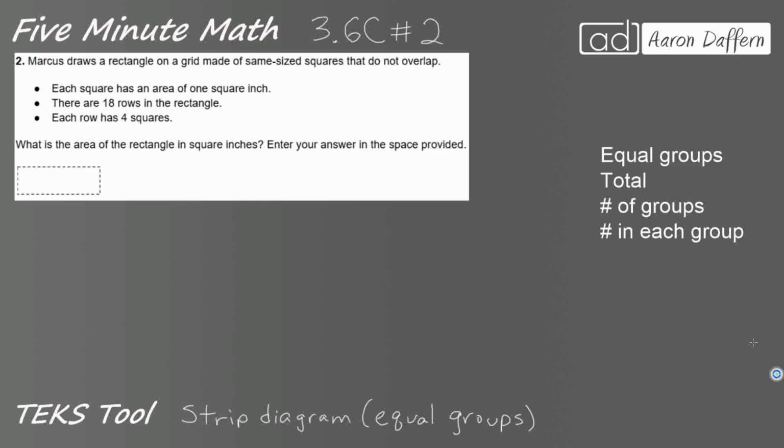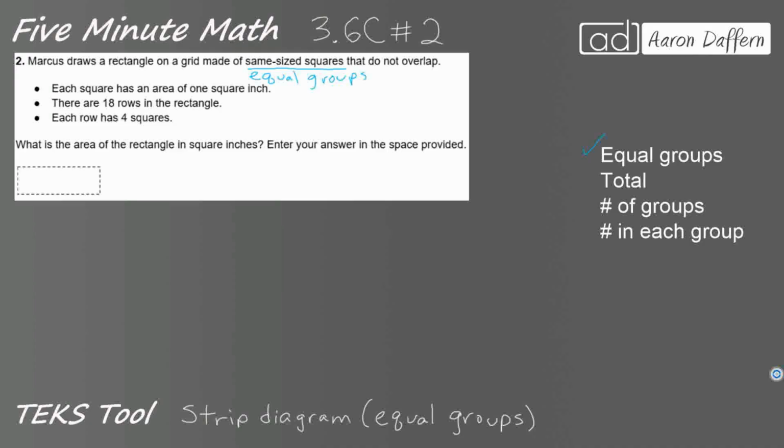So, Marcus is drawing a rectangle here. And we have same sized squares that do not overlap. So this is our first clue that we're dealing with equal groups. Because whenever we're working with something that makes us think we could use an equal group strip diagram, we need some statement that says each of the things that we're measuring are going to be the same size, or there's the same number in each group. And so we have our equal groups here.